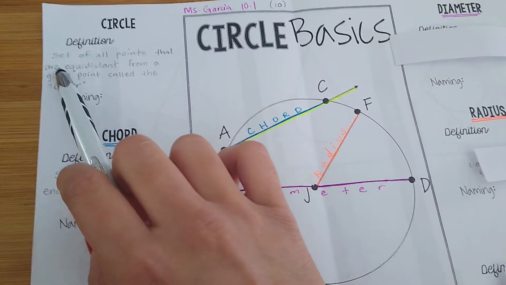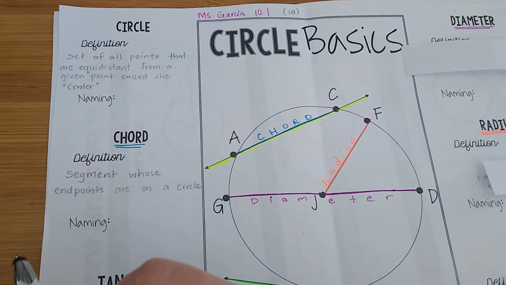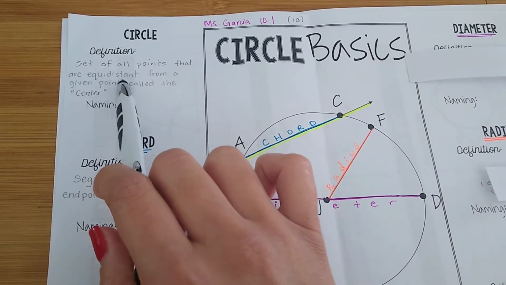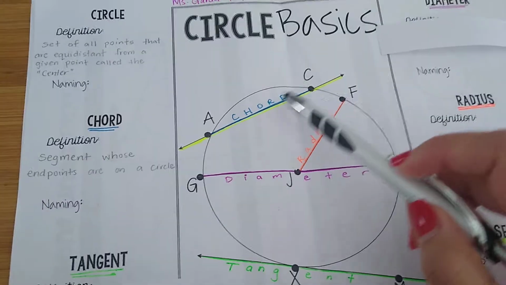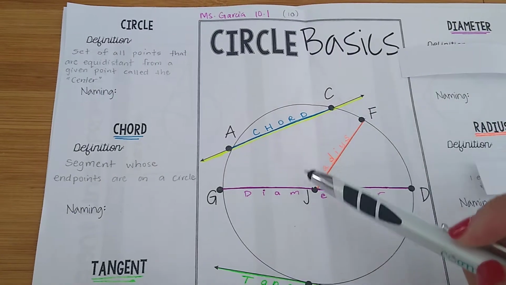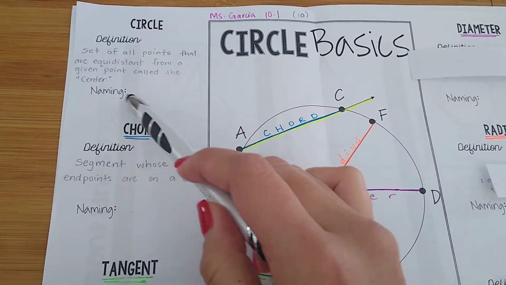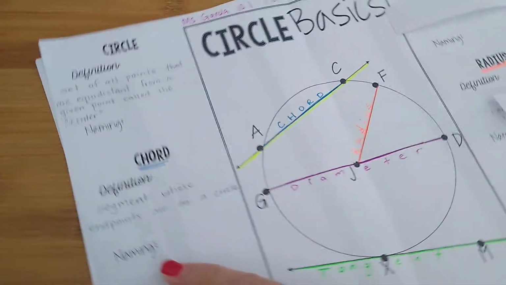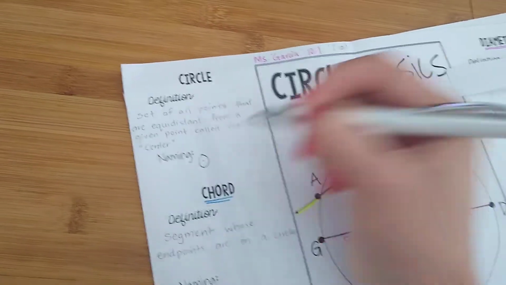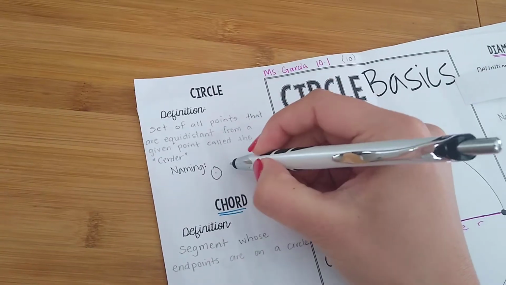For the circle, we have the definition that I have. It's a set of all points that are equidistant from a given point called the center. Equidistant means the distance is all the same. So if this is a circle, these are all the points around that are the same distance to this middle, or the center, called J. Now, the naming of a circle: we draw a circle with the dot in the middle, followed by the letter of the center. So in this case, it would be J.